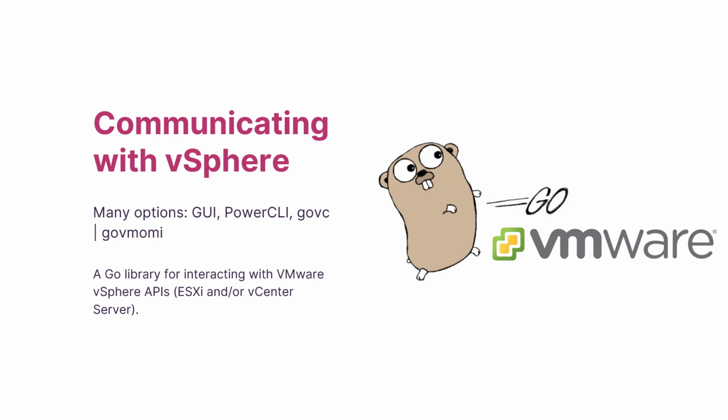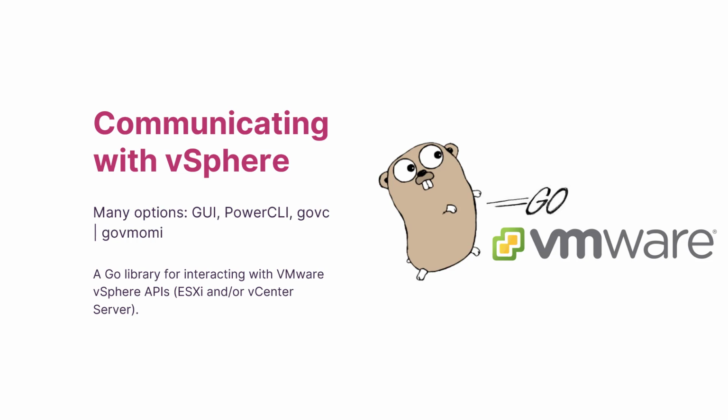Okay, so how do we communicate with vSphere? And there's many options. There's that UI that I just mentioned. There's also something called PowerCLI, which is going to use PowerShell. But then there's Govc and GovMoMI, which is a Go library for interacting with VMware vSphere APIs, and that's both at the ESXi layer. So if you think about nodes in Kubernetes, the ESXi is almost like a worker node that is going to run our virtual machines, and then vCenter is our control plane. It's going to handle and manage all of the virtual machines.